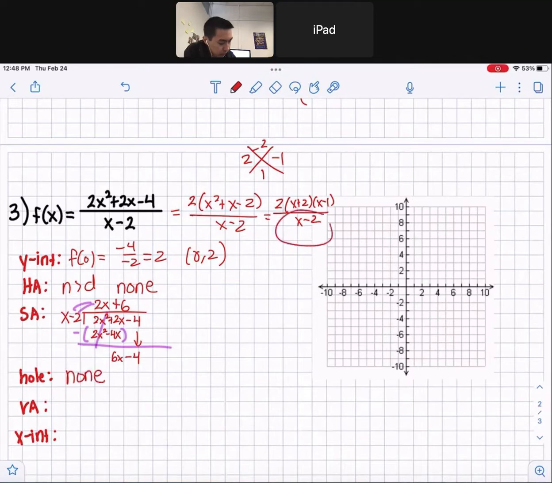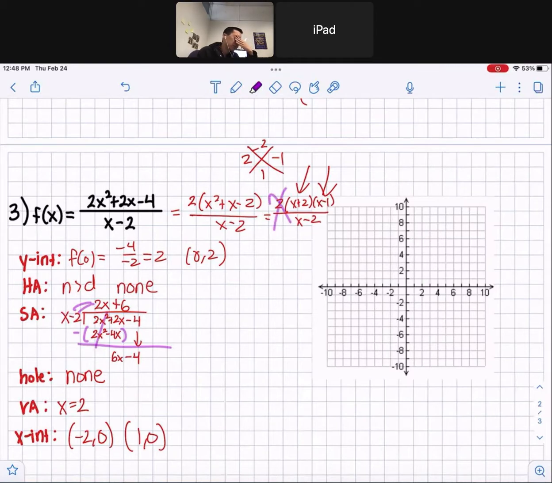Vertical asymptote, look at the denominator, so it's x equals 2. X-intercept, look at the numerator, you guys, and x would have to equal -2. So -2 comma 0 and 1 comma 0 for this one and this one, right? You disregard the 2 because it is on the outside of the parentheses, which doesn't affect your guys' x-intercepts.